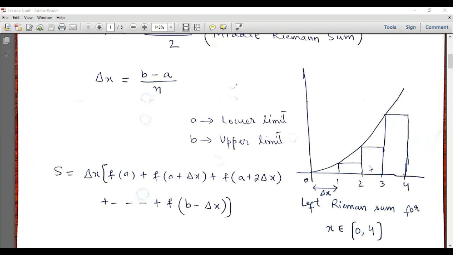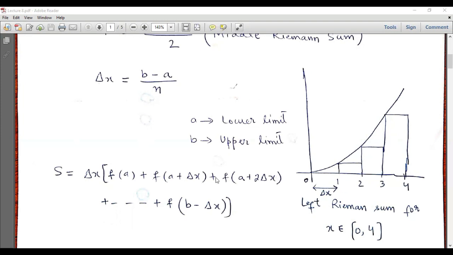So for each sample, we have assumed the value of the function at the left hand side of the sample. That is called the left Riemann sum. Now we will add all these constant values of the function to get the left Riemann sum. In the right Riemann sum, we will be assuming the value of the function at the right hand side of the edge of each sample. We will also see that when we discuss the right Riemann sum.